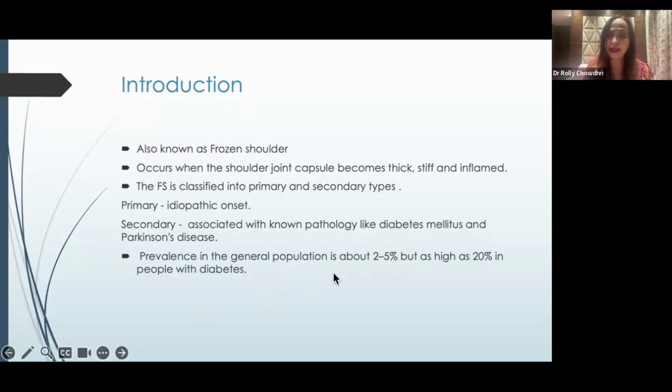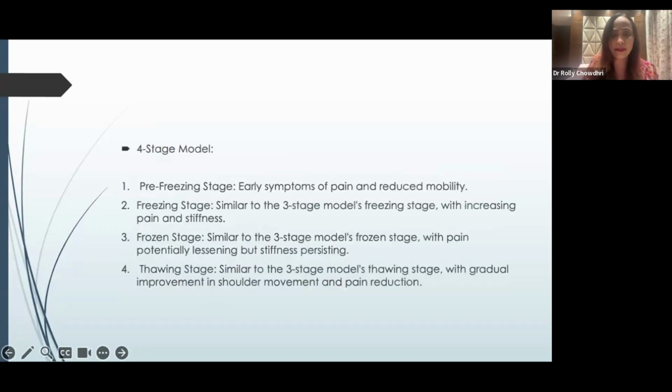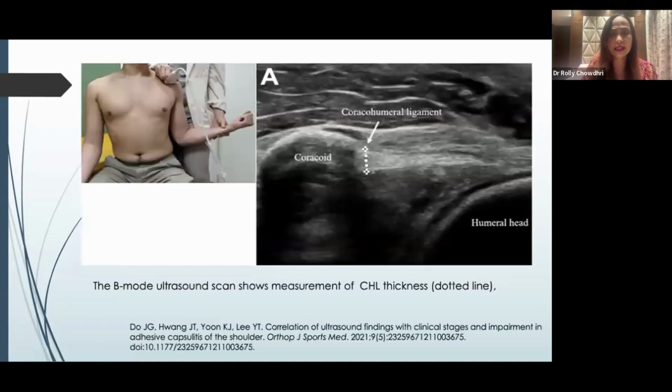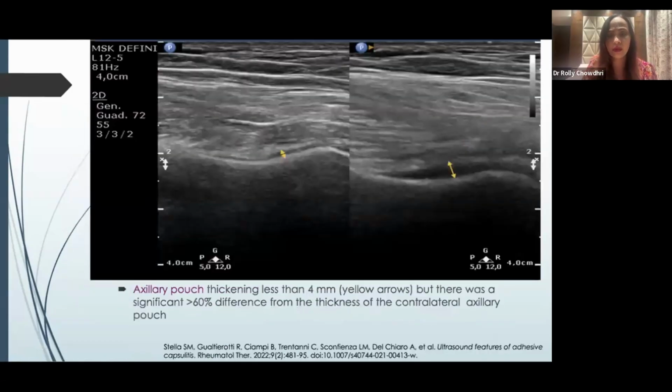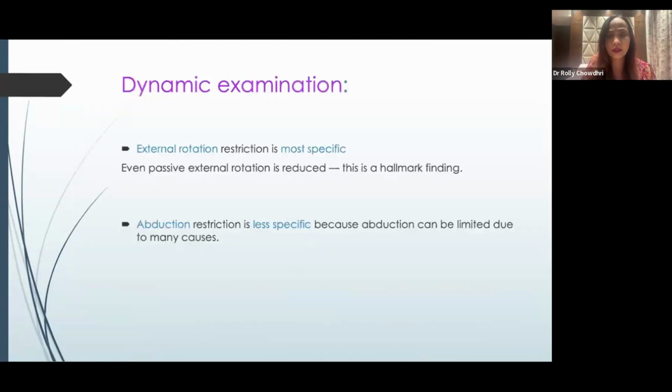Another important point here is that once a shoulder is affected, it is not affected again, but the contralateral shoulder can be affected. So this is something I thought I missed in the starting telling you. Okay, then I come back to the signs of dynamic examination.